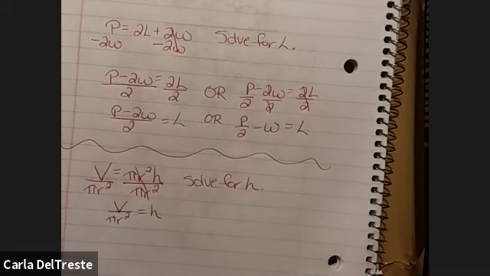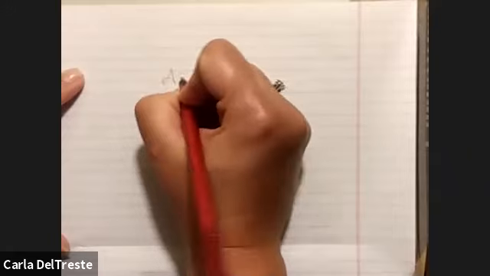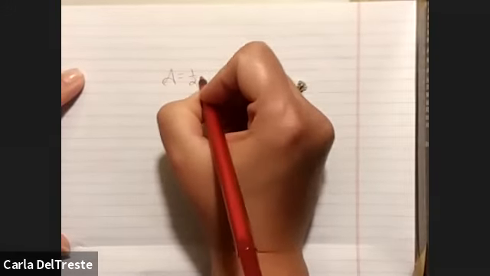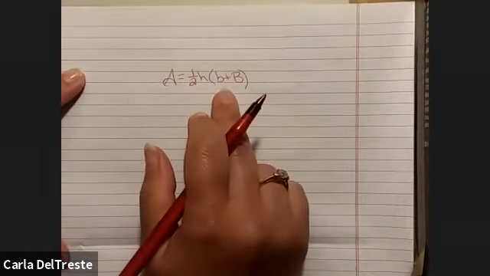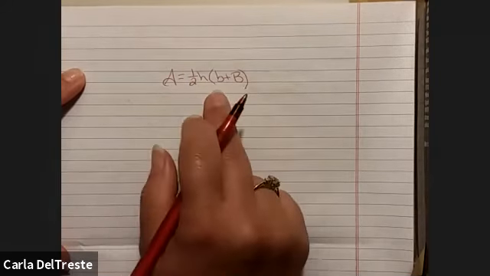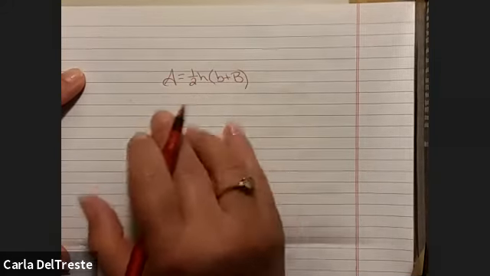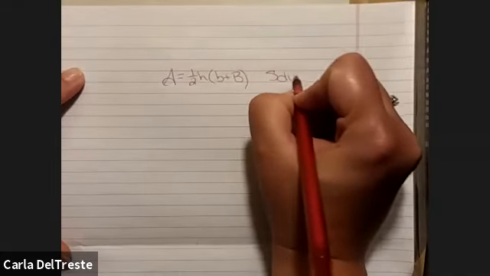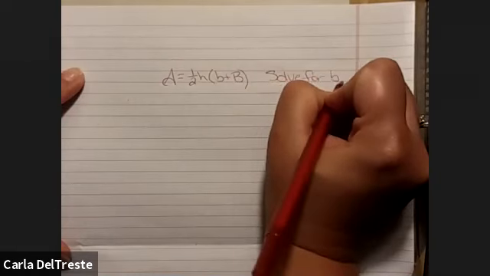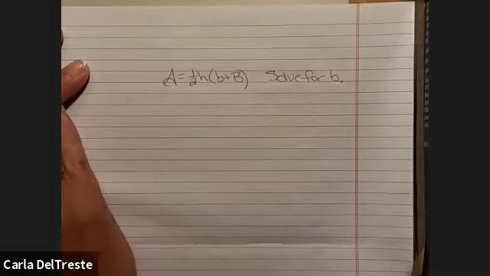Now, last but not least, let's do a long one. Let's say we had A equals 1/2 h times (little b plus big B). This also happens to be a real life formula. This happens to be the area of a trapezoid. Again, that's not what's important here. But what if you were asked to solve for little b? You want to get little b by itself.